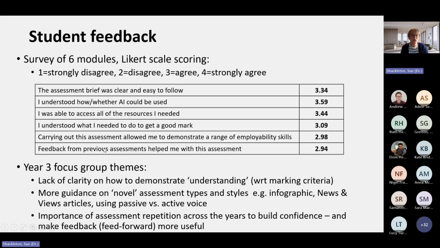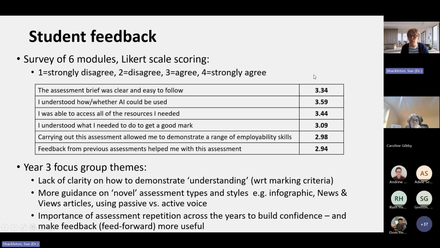And the questions or the statements that were used in the survey are shown here. And you can see the scoring on the right, it was pretty positive for most elements. So the assessment brief itself was clear and easy to follow. That was a key one, and the students were pretty positive about that. It did vary from module to module. So this is the aggregate score for all of the different modules. And it's nice to see that they were clear on whether they were allowed to use AI, which is something that the university was really trying to reinforce this year.